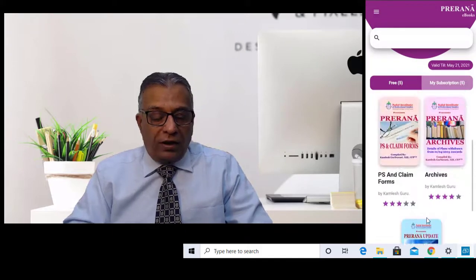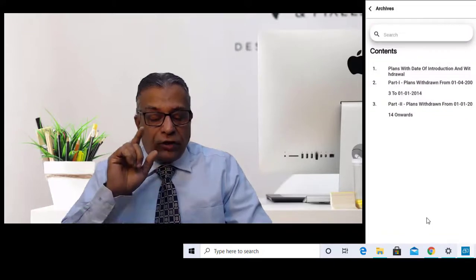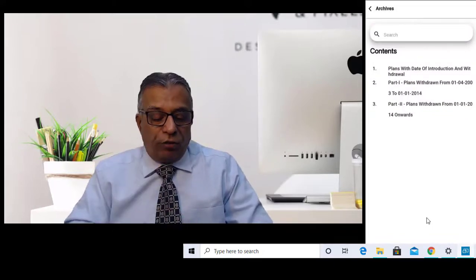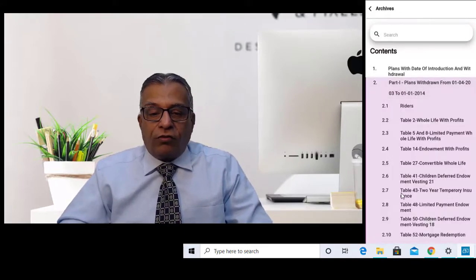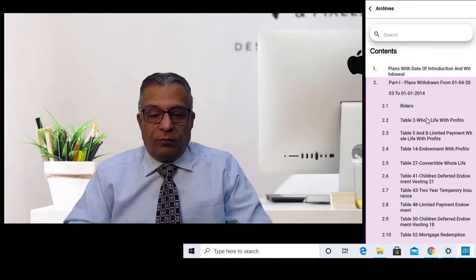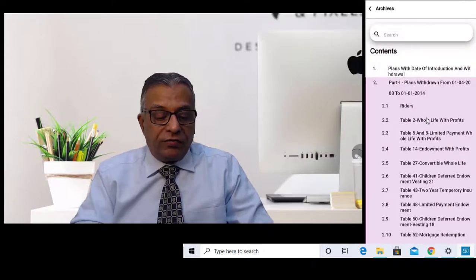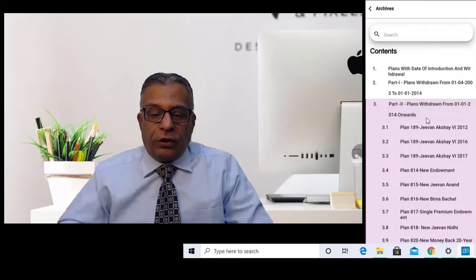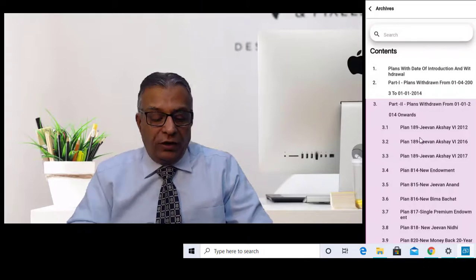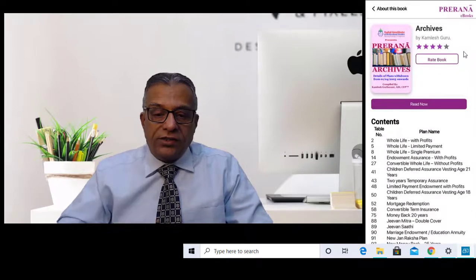The next book is Prerana Archives. Prerana Archives gives details of all the plans withdrawn from 2003 onwards. So you get all the plans withdrawn from April 2003 to January 2014. You get all the plan details. You click on this, and you will get details of the plans that will help you in servicing. Plus plans withdrawn after 1/1/14, all the new plans which were withdrawn subsequently, you will get details of those also, that will help you in servicing your existing customers.